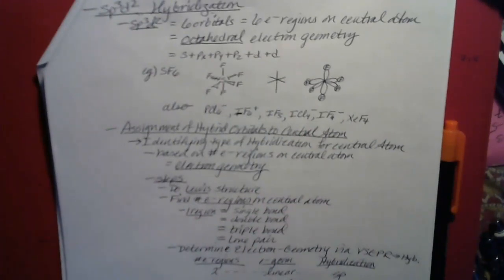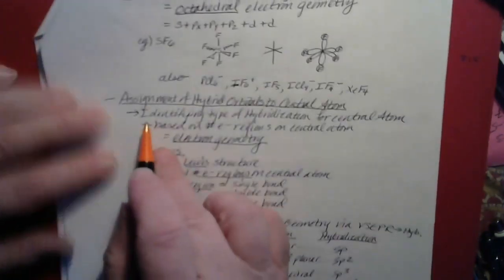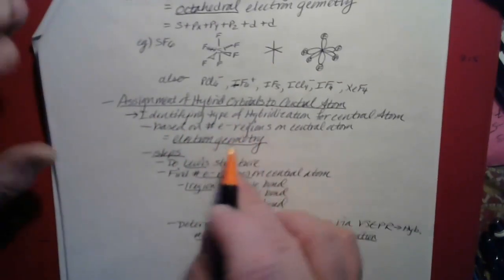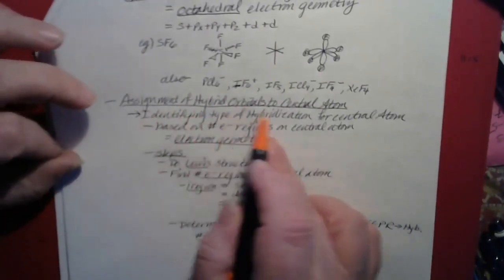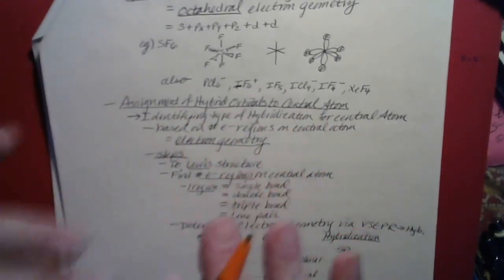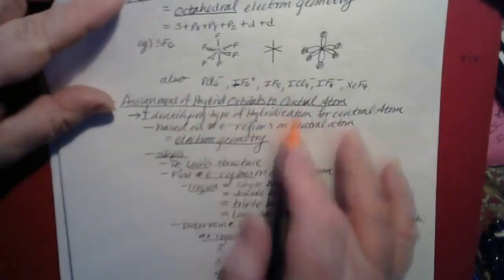Okay, the next section is about assignment of hybrid orbitals to the central atom. And in the second line here, I translate what that says, because it's not entirely clear. What we mean by assignment of hybrid orbitals to the central atom is identifying what kind of hybridization the central atom has. And of course, that can be based on the number of electron regions on the central atom, as we've already seen, or in other words, the electron geometry.